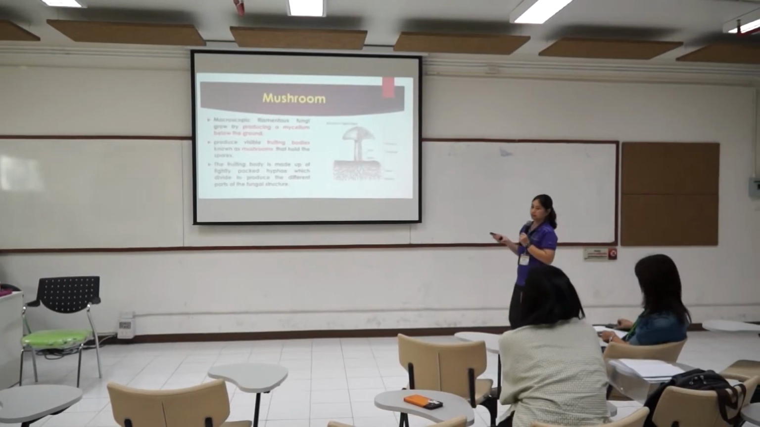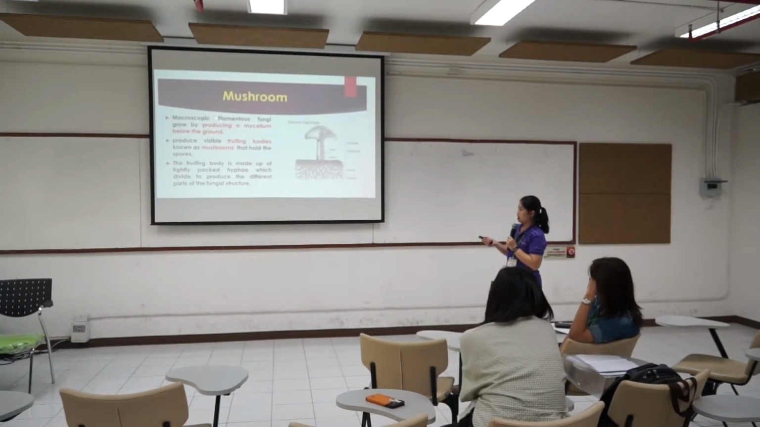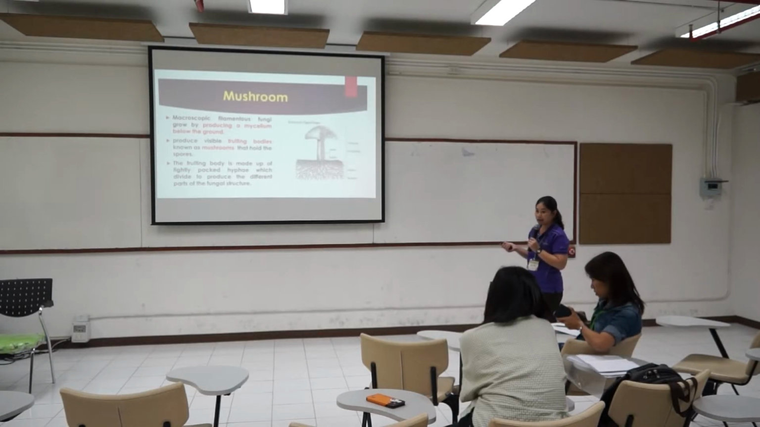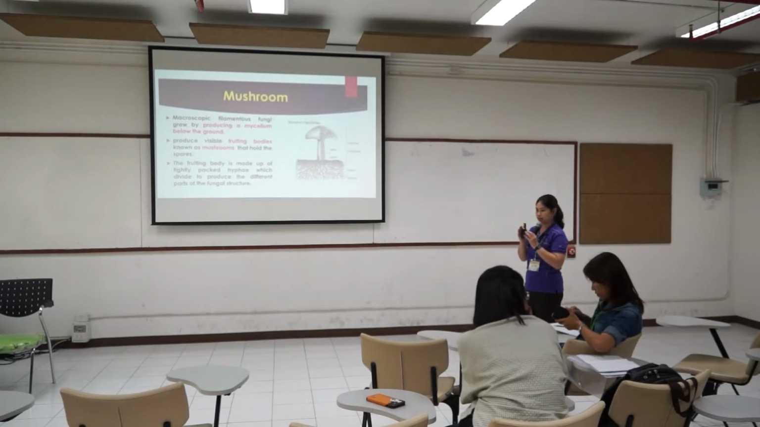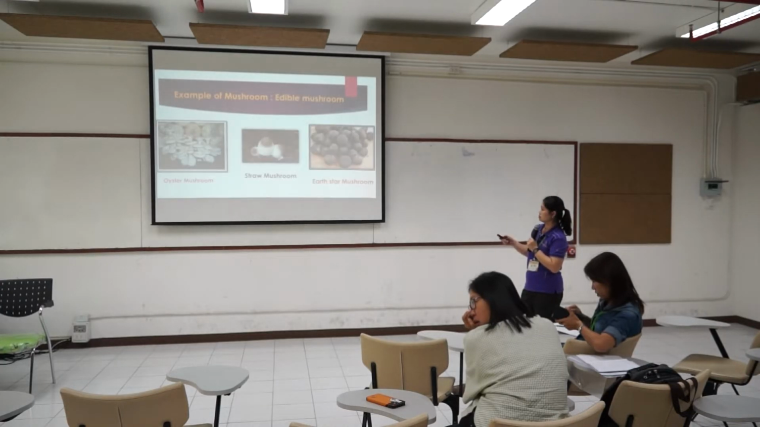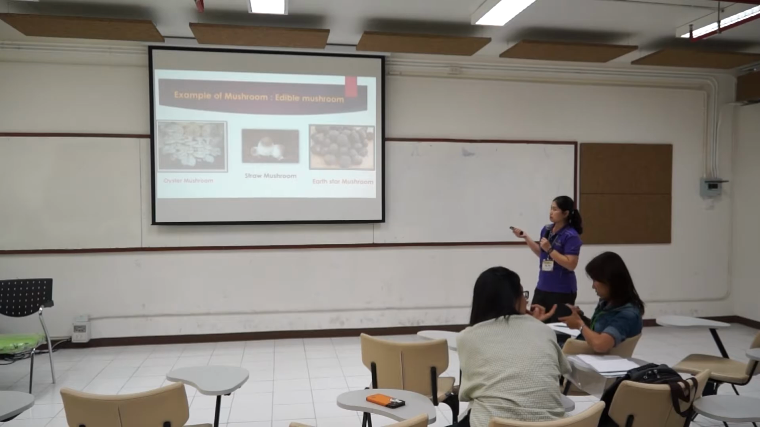Next one, mushroom. Mushroom is one of the members of fungi which we can see with the naked eye. Mushroom is a macroscopic filamentous fungus which produces mycelium under the ground and also produces a fruiting body above the ground. Fruiting body means a tight pack of hyphae, many hyphae that pack and grow above the ground. This slide shows some examples of mushroom.